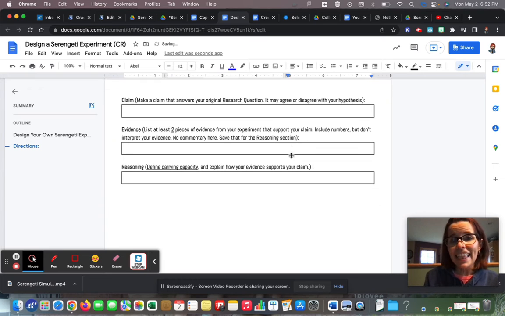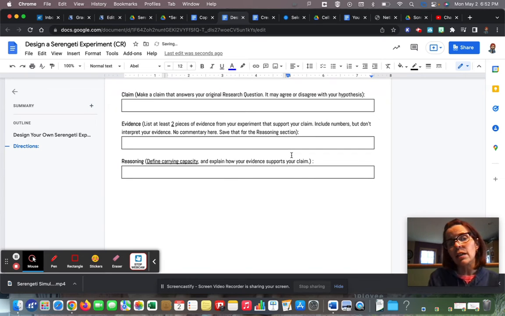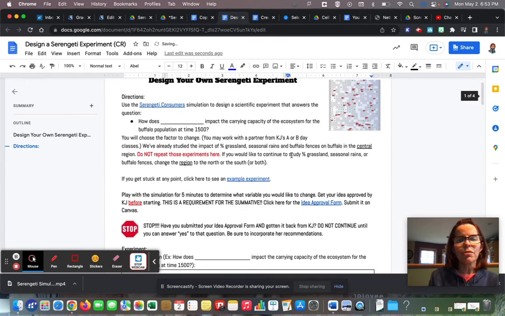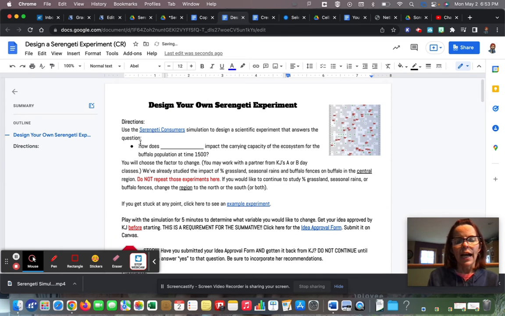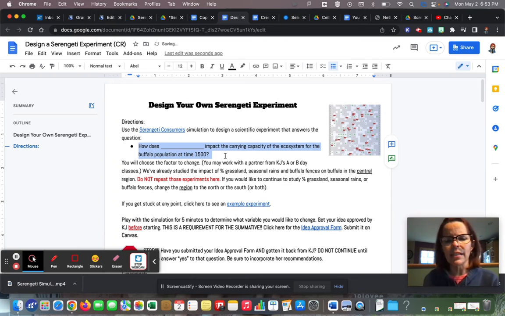Okay, the last thing that you need to do for this is called a claim, evidence, reasoning. You make a claim that answers your original research question. So do you remember that your original question, let's go back, was how does something, whatever you chose, number of wildebeest, for example, impact the carrying capacity of the ecosystem for the buffalo population at time 1500? So now you answer this question, make a claim.